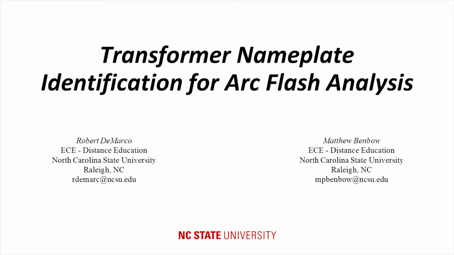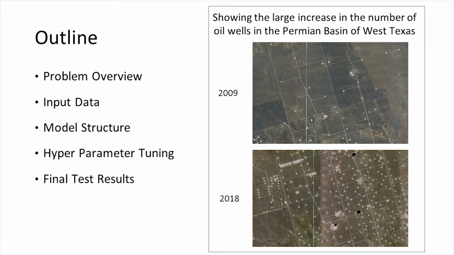We're showing you here our work on transformer nameplate identification for arc flash analysis using convolutional neural networks. Here we'll go over an overview of our problem, the input data that was provided to us, the structure of our model, our hyperparameter tuning methods, and our final test results.